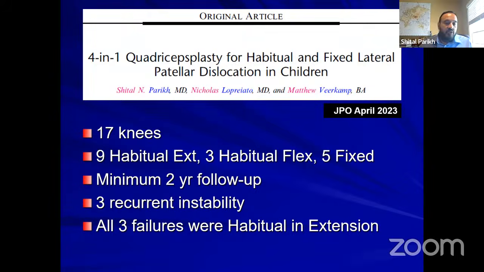When we looked at the results, we had good results at 2 years. So we had 3 failures out of 17, and all 3 of them were in patients who had habitual dislocation in extension. So I think in this group, habitual dislocation in extension, a distalization would make more sense.